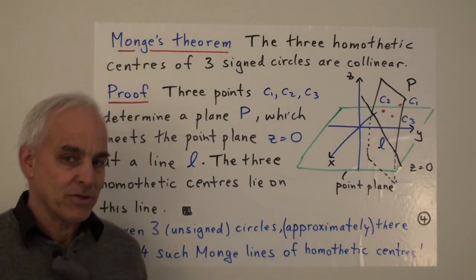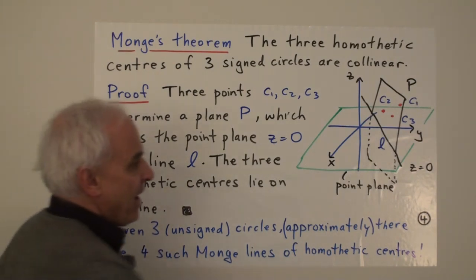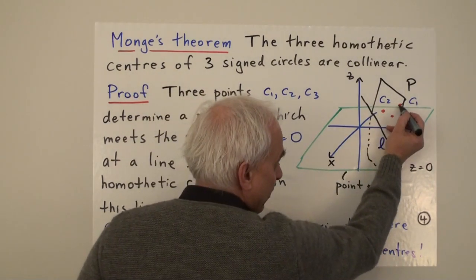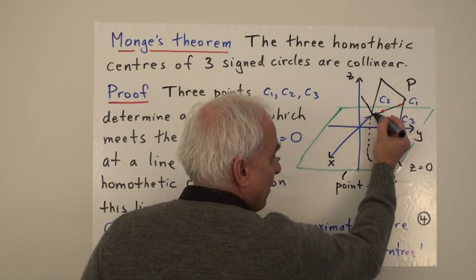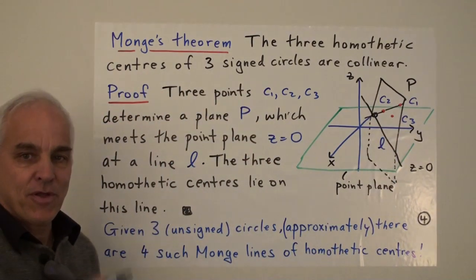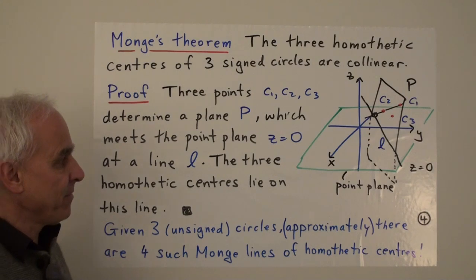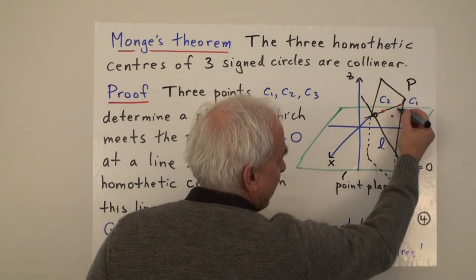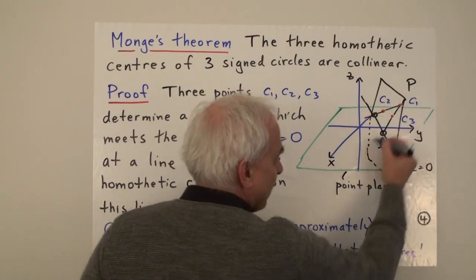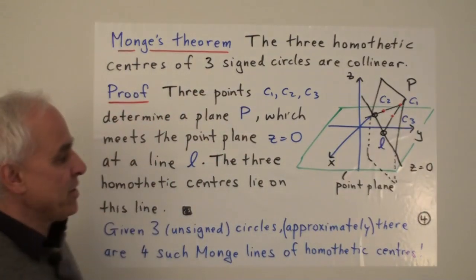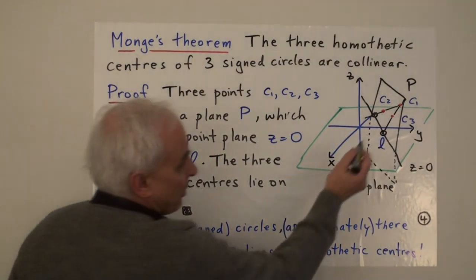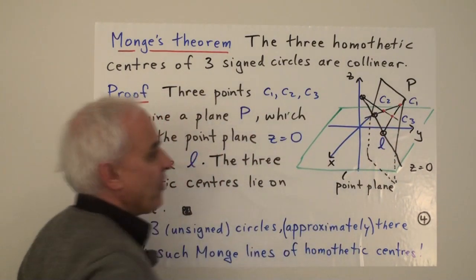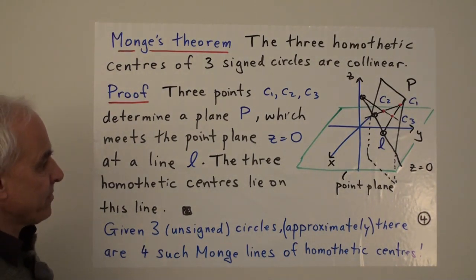All right, so now let's think about the homothetic centers. How do we find the homothetic center of C1 and C2? Well, we join those 2 points with a line, and we see where the line meets the horizontal plane, the point plane. And similarly, to find the homothetic center of the circles C1 and C3, we draw that line through there and see where that line again meets the point plane z equals 0. And similarly for C2 and C3, another line which will meet this point plane in another point.